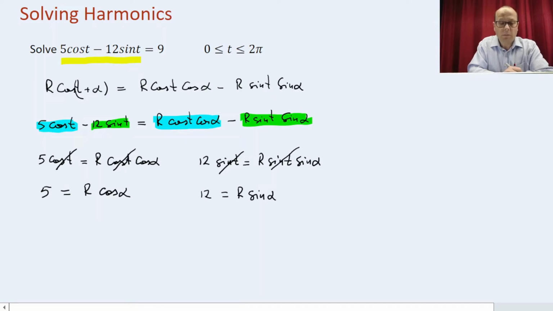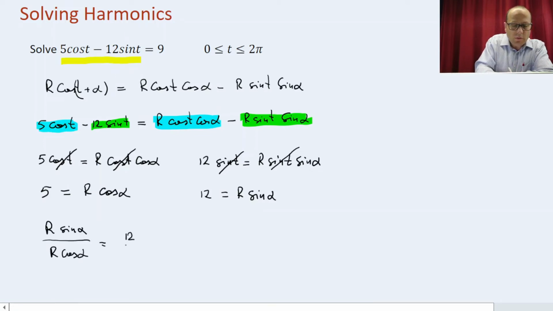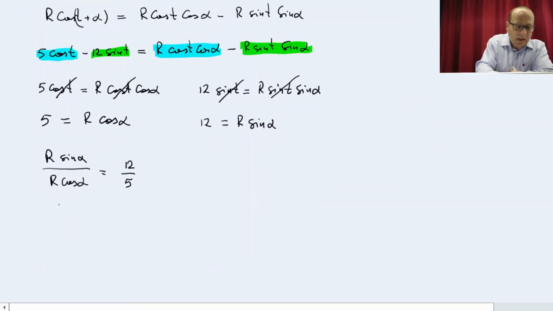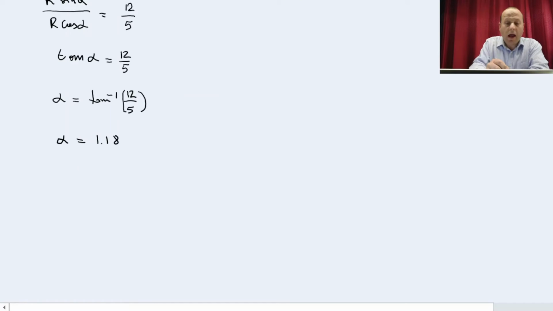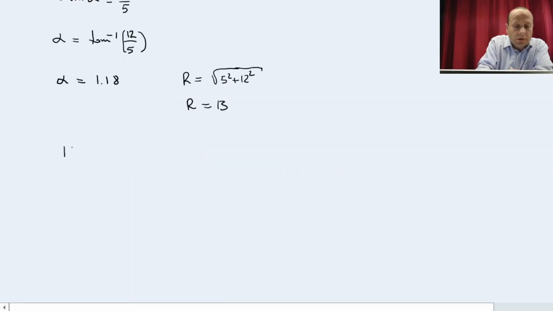Taking the ratio of both sides, we have that r sin alpha over r cos alpha is equal to 12 over 5. And that is, tan alpha is equal to 12 over 5. Taking the inverse of it, alpha is equal to 1.18 rad. Now let's find the r value, and r equals 13. Expressing the left-hand side in the form r cos(t + 1.18), so 13 cos(t + 1.18) is equal to 9.